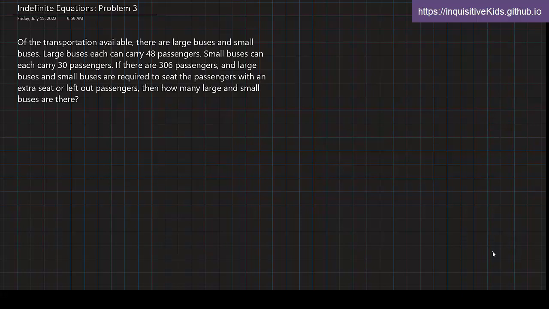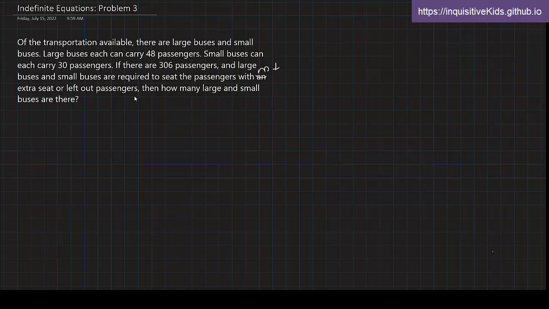Problem 3. Of the transportation available, there are large buses and small buses. Large buses can each carry 48 passengers. Small buses can each carry 30 passengers. If there are 360 passengers in all, and large buses and small buses are required to seat the passengers with not an extra seat or left out passengers, then how many large and small buses are there?